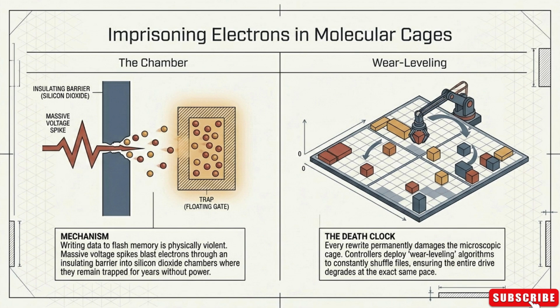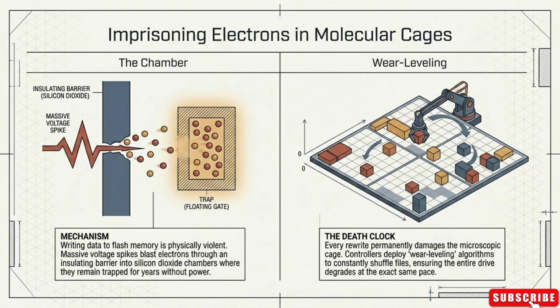But wait, using massive voltage spikes to blast electrons through a microscopic wall? I mean, that sounds violently destructive at an atomic level. Well, it is. The act of repeatedly forcing electrons in and out physically degrades the silicon dioxide barrier. So every single time you erase and rewrite a file, you are permanently damaging that microscopic cage just a little bit more. Yikes. Yeah, eventually the flash memory will fail to hold a charge entirely. So the device basically has a built-in death clock. It does.